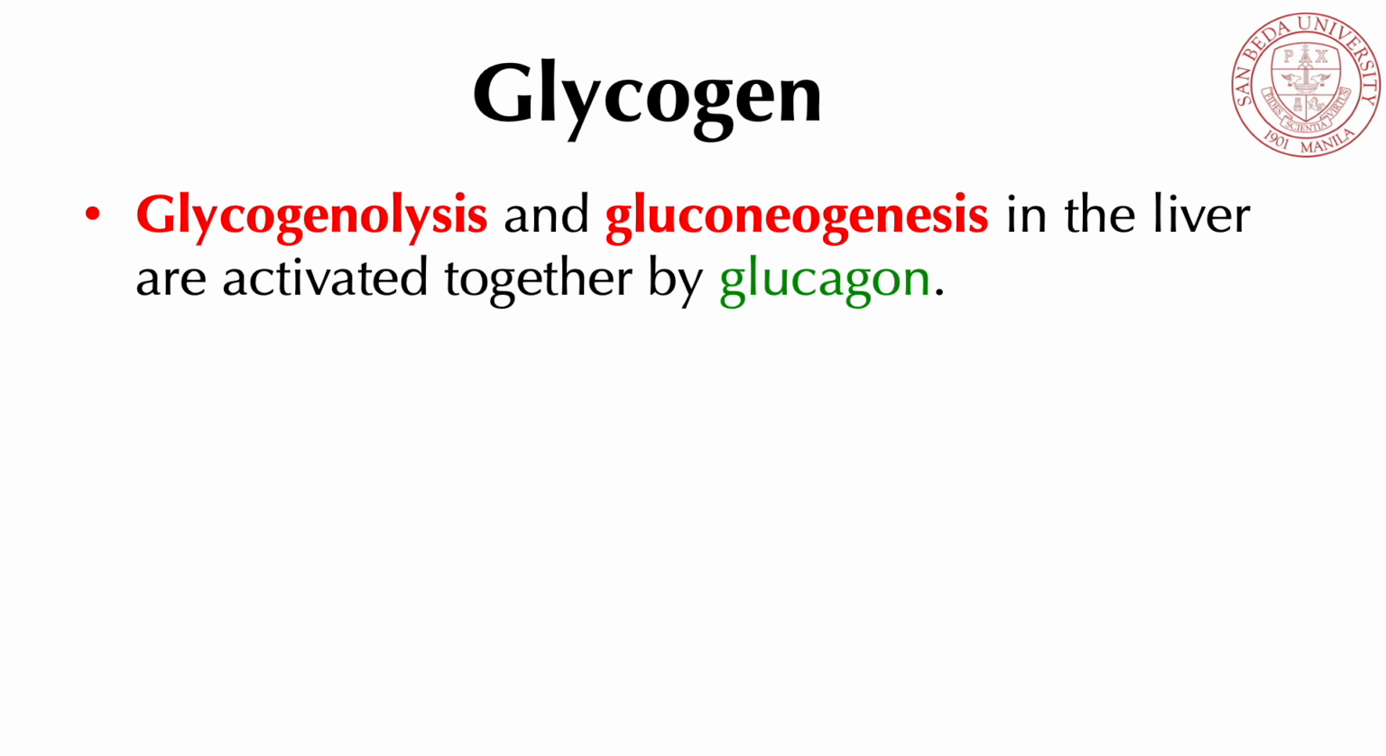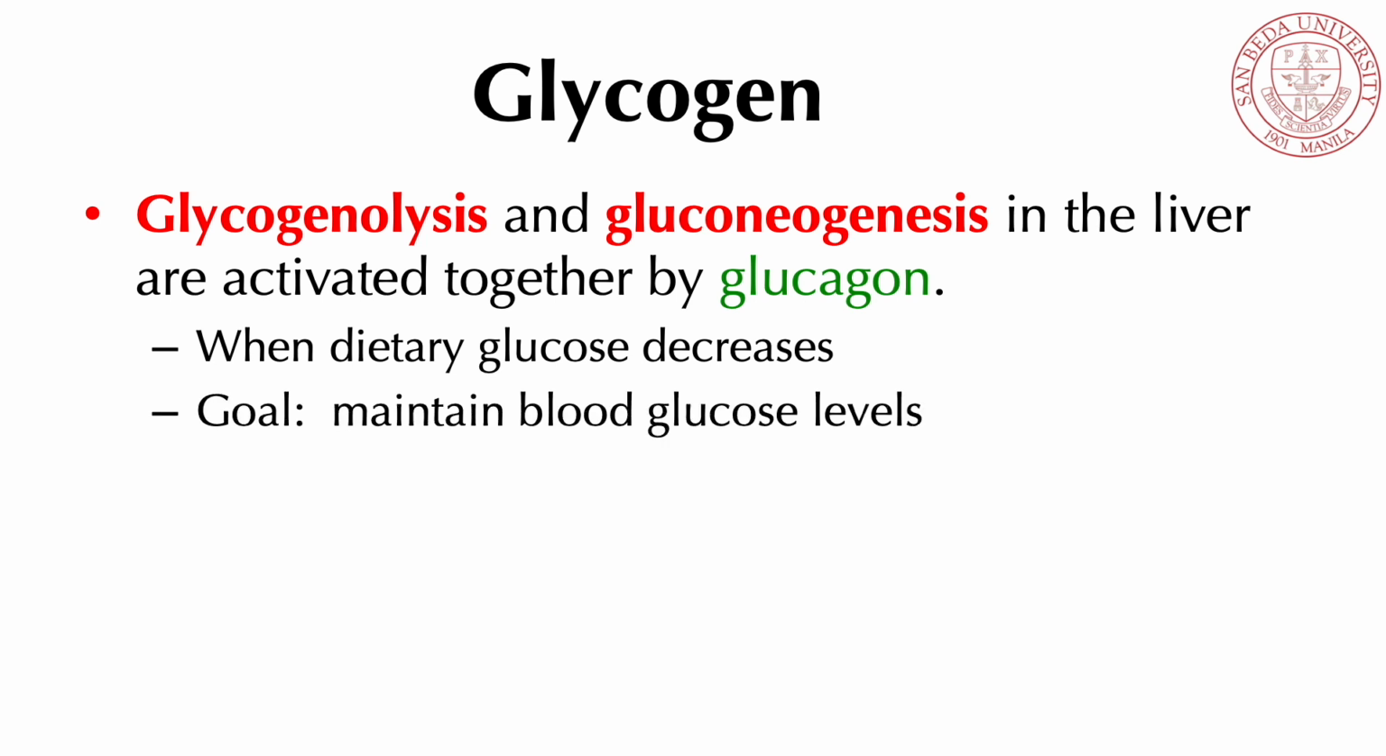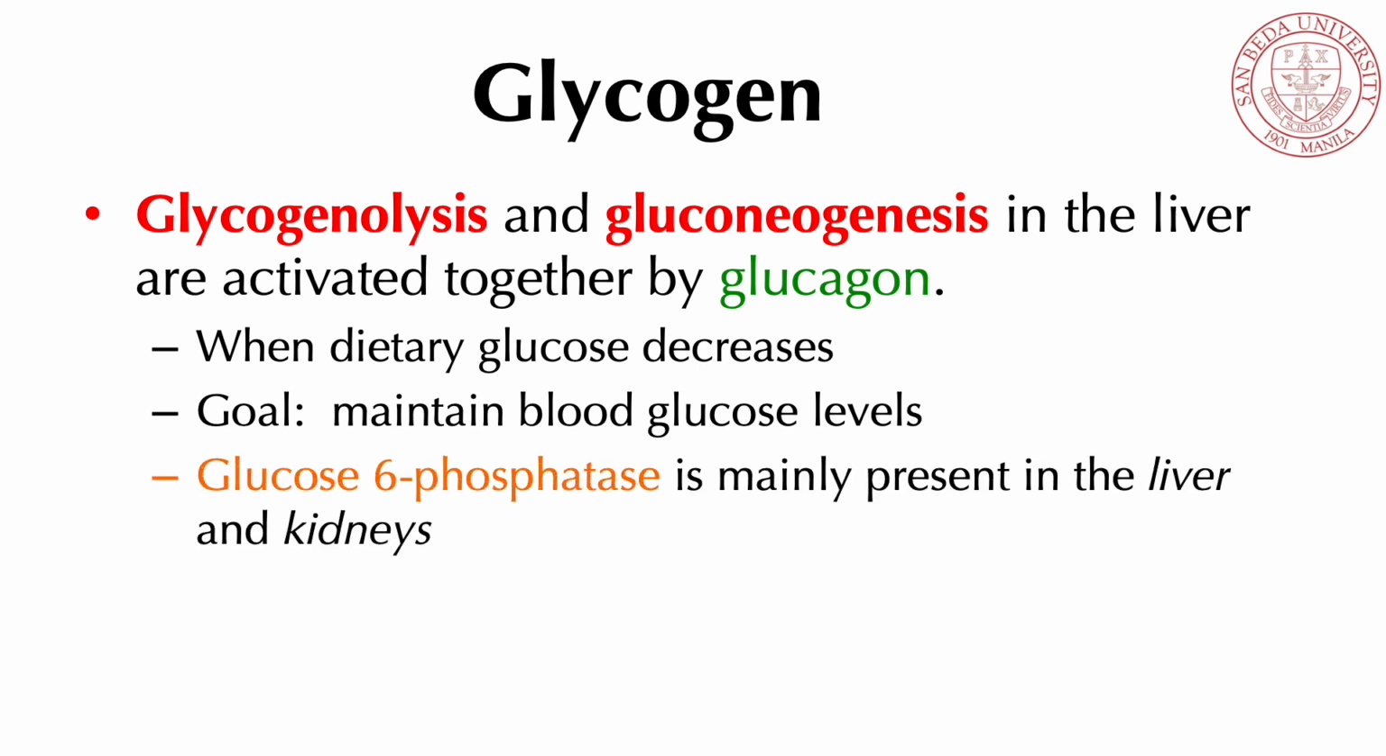You will learn as well that glycogenolysis and gluconeogenesis in the liver have a common trigger or activator, the pancreatic hormone glucagon. Now, glucagon gets released from the alpha cells of the pancreas to activate these two metabolic pathways when dietary glucose in the blood decreases. Basically, the main goal of these two metabolic pathways is to maintain blood glucose at optimal levels. Just as a reminder, glucose 6-phosphatase is mainly present in the liver and kidneys.